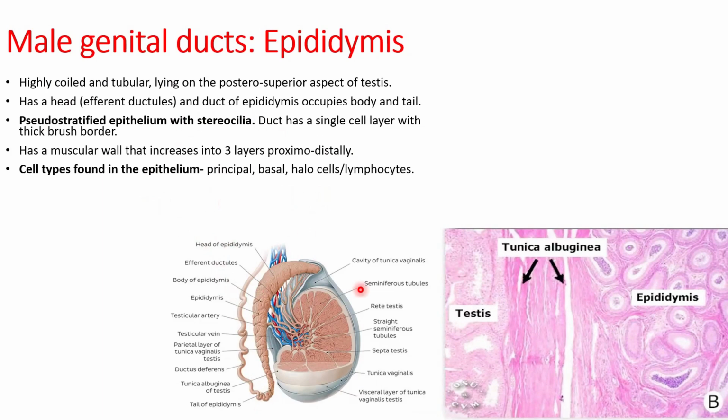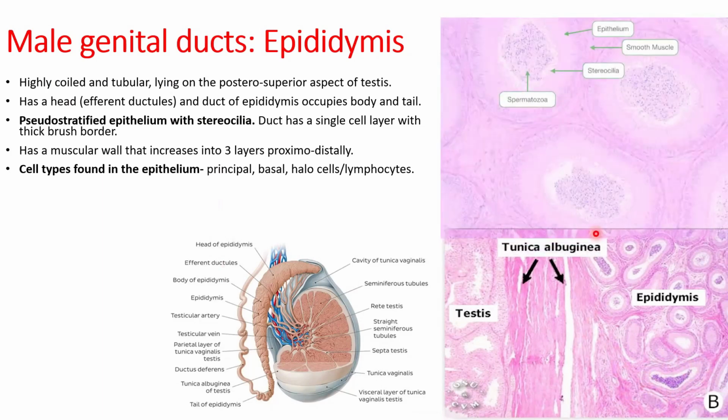At this point, we can appreciate this is the tunica vaginalis. This is the testis, with the seminiferous tubules. These are the epididymis. In this epididymis, we need to appreciate that at the center we have the stored sperms that are undergoing the process of maturation. Then this epithelium is a pseudostratified columnar epithelium with stereocilia. Then it will have a muscular component. This is the muscular component here. And then it will also contain a serosa covering the outer bits.